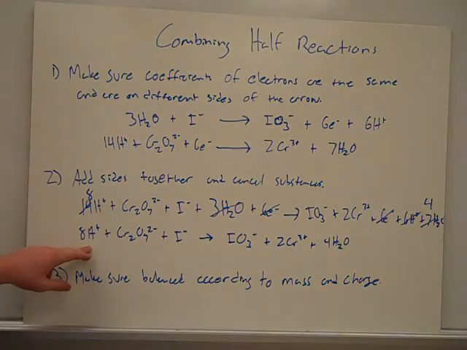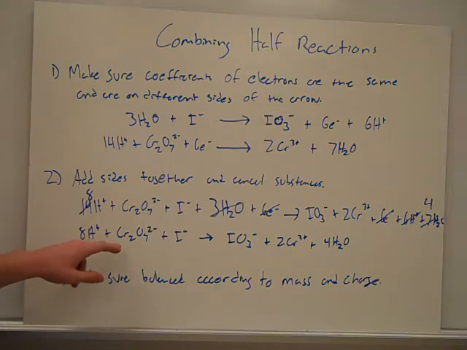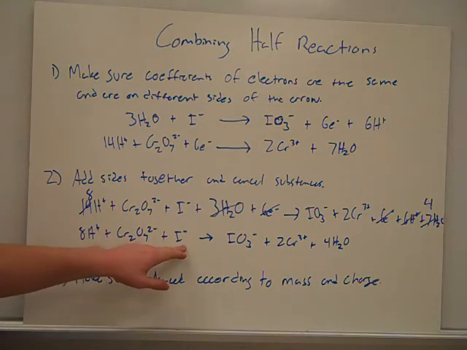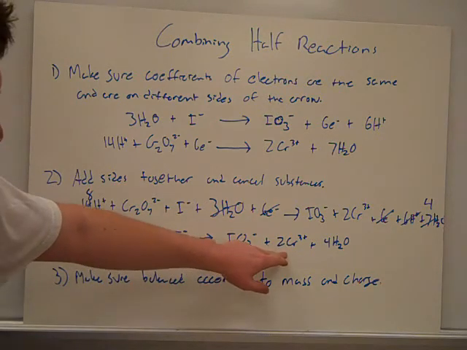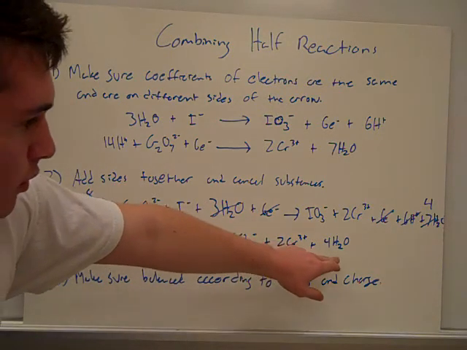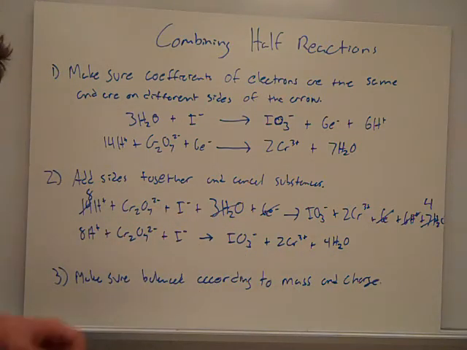And then you simplify. So you end up with 8 hydrogen ions plus a dichromate ion plus iodine 1- yields the iodate ion plus 2 chromium 3 pluses plus 4 H2Os. And this is your overall redox reaction. And then the last step is to make sure that you're balanced according to mass and charge once again.